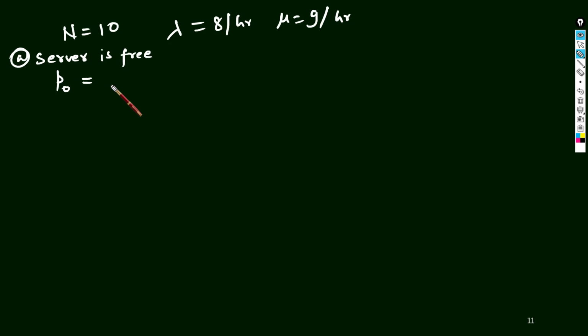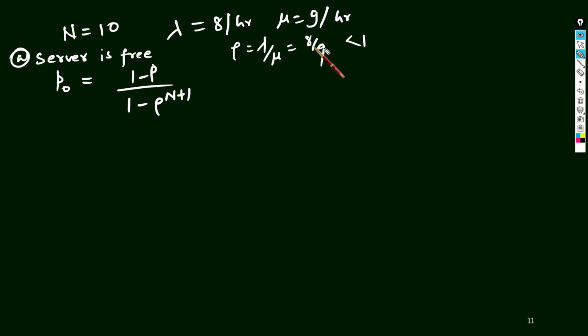So P naught, what was the expression? So the expression was rho to the power n plus 1, no, it was the reverse of it. Clear? So first of all find out rho, then is it greater than or less than 1? 8/9, it's less than 1. So which type of equation will we use? This one.